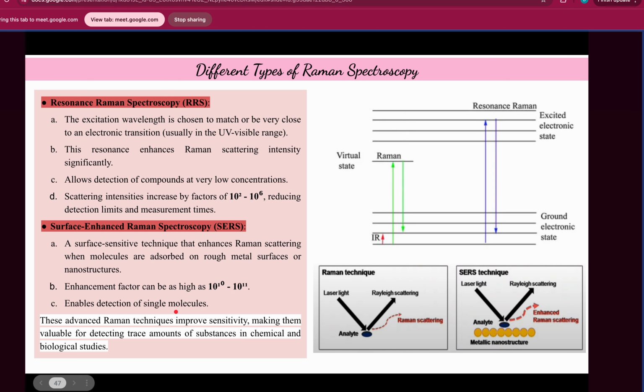So these are some types with which we can increase the intensity, because we have seen that for the Stokes and anti-Stokes shifts, the two types of Raman scattering, they are shown by a very small number of photons, 1 in 1,000 photons. So their intensity is low. We can increase this intensity so that the detection rate can be enhanced. So these are two types of Raman spectroscopy with which we are increasing the intensity of our signal.